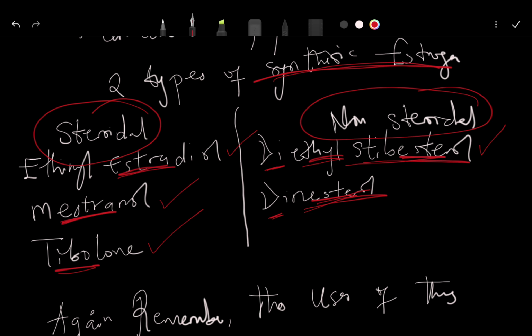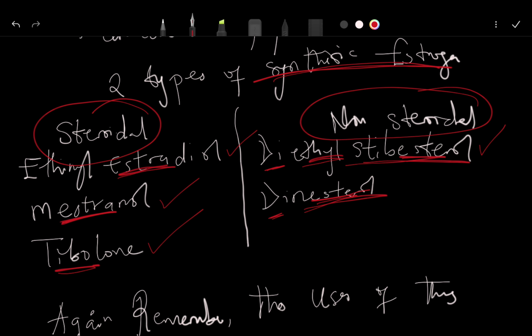We set out to develop these because there was a limitation of the natural estrogen. The natural estrogen was limited to be given as what? Transdermal patch because of high first pass metabolism. The synthetic estrogens we developed so that we can give them orally amongst other routes, so that now we can increase their bioavailability.